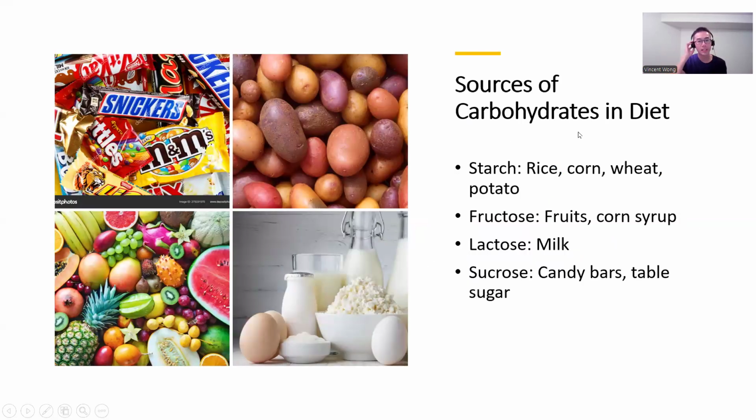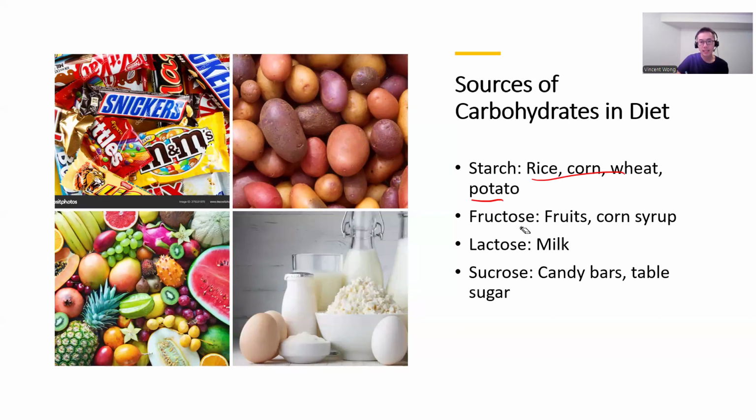Sources of carbohydrates in diet. Where can we get carbohydrates? Well, I already told you, starchy stuff is going to have a lot of carbohydrates in it. Okay? Rice, corn, wheat, potatoes, yam, right? All these things have quite a bit of carbohydrates in them. And these are staple food for many cultures, right?